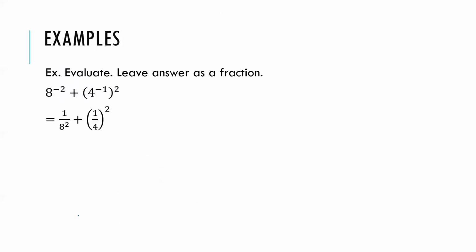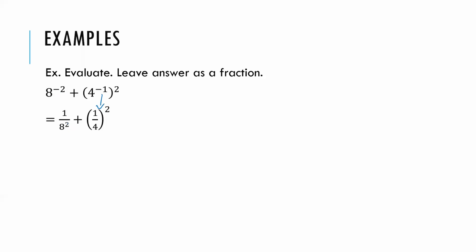So a couple more examples here. I want to go over how to deal with the sum of powers, because it's a little bit different. If I have something like 8 to the power of negative 2 plus 4 to the power of negative 1 squared, there's not really much I can do right away, but the first thing I can probably do is simply rewrite this as 1 over 4. So I rewrite it as a reciprocal there, and then I raise it to the power of 2.